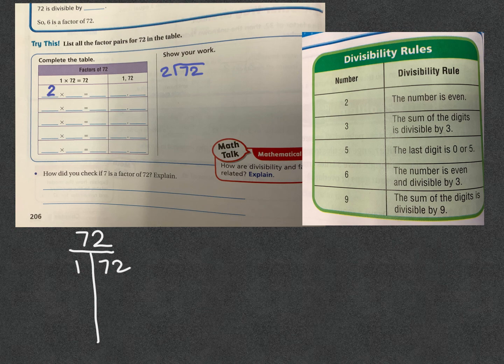Remember, multiplication and division are inverse of each other. So if I want to know 2 times what number gives me 72, I can do the inverse of multiplication and take this 72 and divide it into 2 equal pieces, and it will tell me.